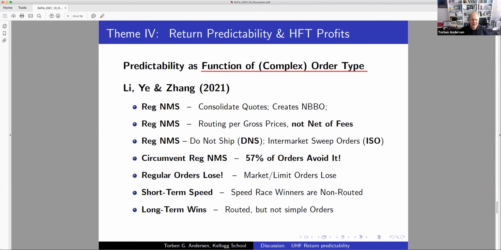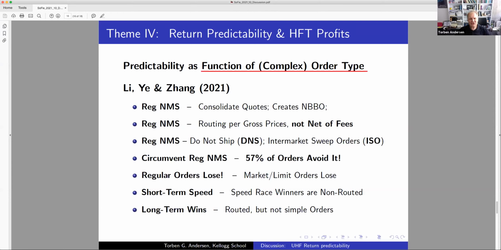They point out that Regulation NMS, the national market system, is a consolidated quote system that creates these NBBOs that's used in this paper as well. And what is important is that it forces people, when they submit marketable orders, to get routed by the brokers to where you get the best price. But that's gross price, it's not net of fees. So you can actually get sent to execute elsewhere where it's not in your interest if you include the fees that are associated with the routing.